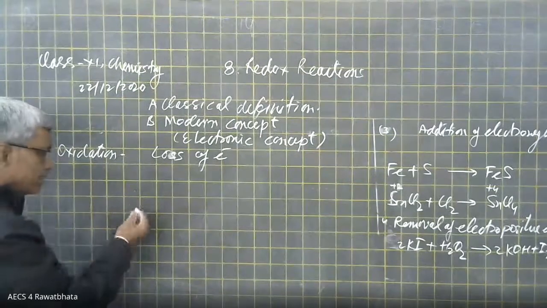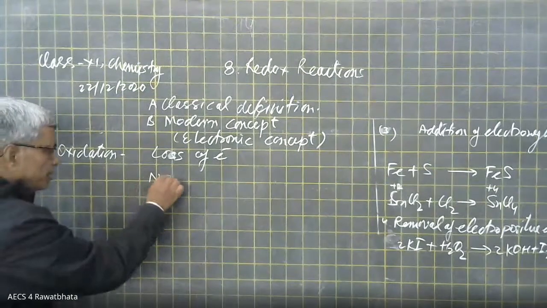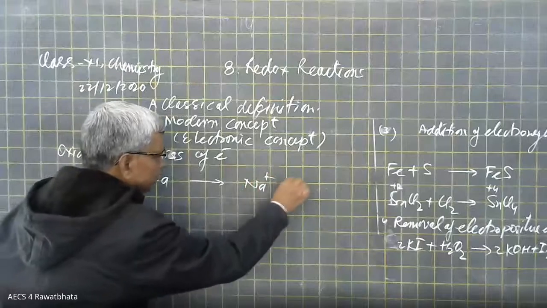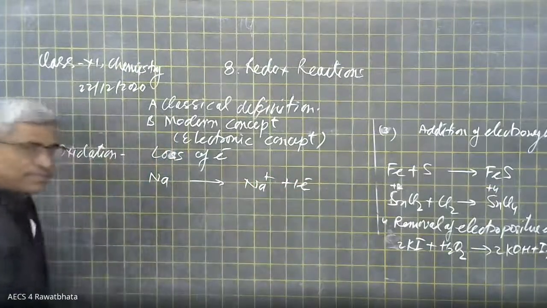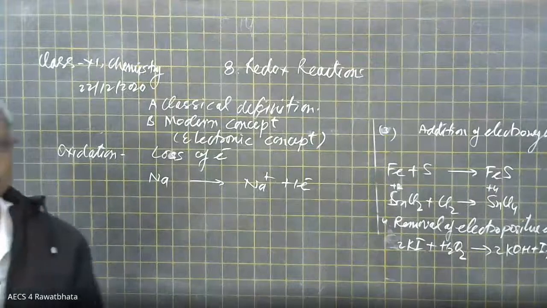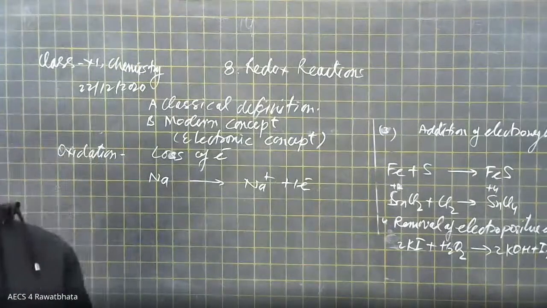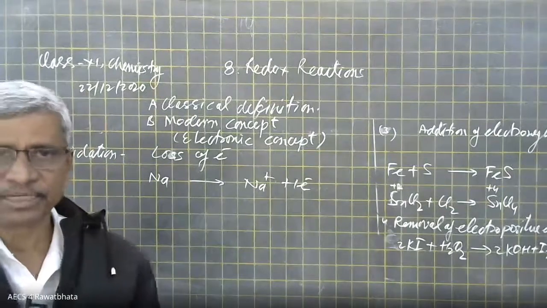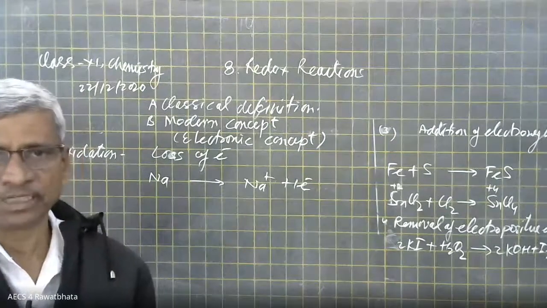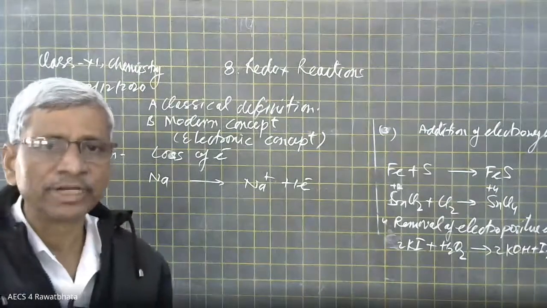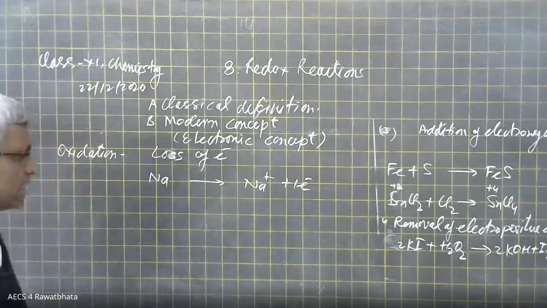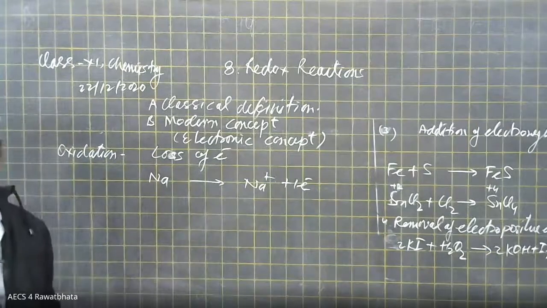And an example: if sodium is going to change into Na+, losing one electron, this is a half reaction, we can say, because nothing else is involved, only sodium on both sides. But this is not happening of its own. Along with this, there is one more reaction going on that is not shown here. This is an oxidation reaction because loss of electron is going on.